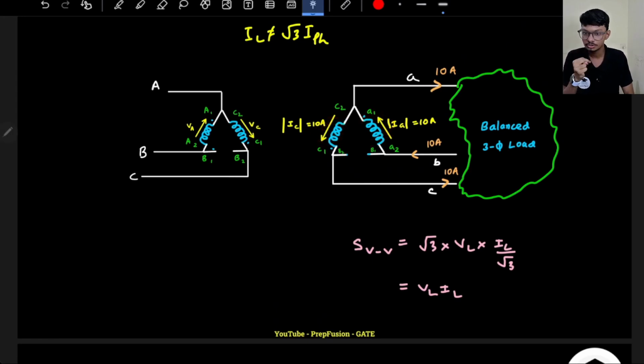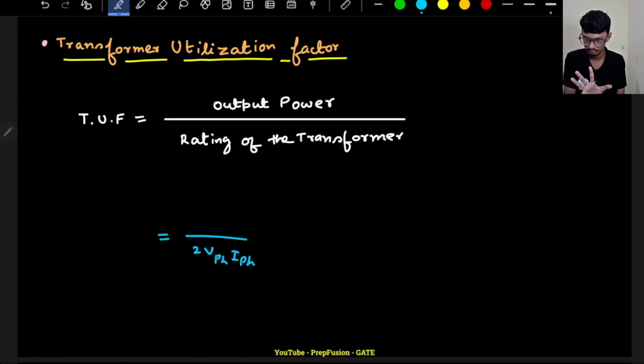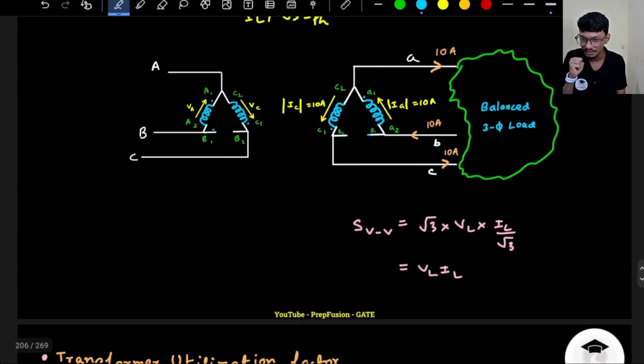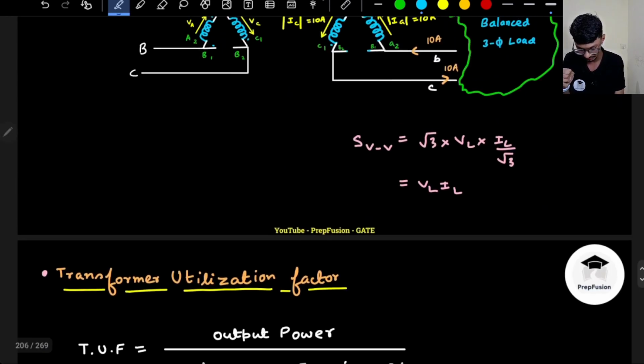If three phases were there, the rating of the transformer is supposed to be 3 V phase into I phase. That is the three phase power, right? If two phases are there, the rating of the transformer will be 2 V phase into I phase, because I am able to utilize two phases. If three phases were there, I would have been able to utilize three phases. Now, what is the output power that I am getting in the load? In an open delta connection, the output power I am getting is VL into IL. I have already derived it here.